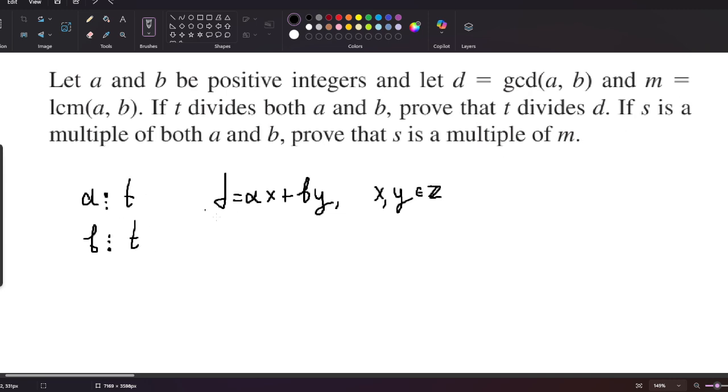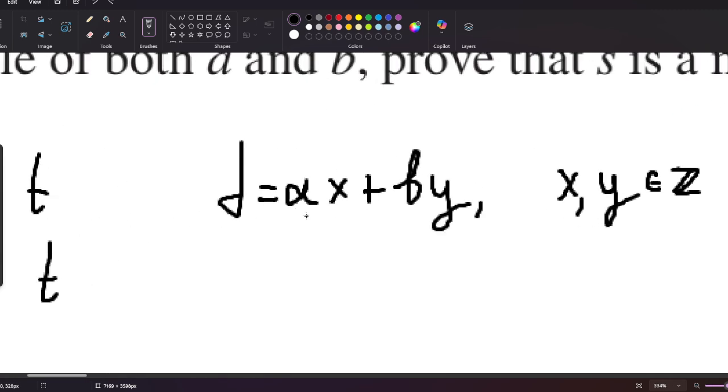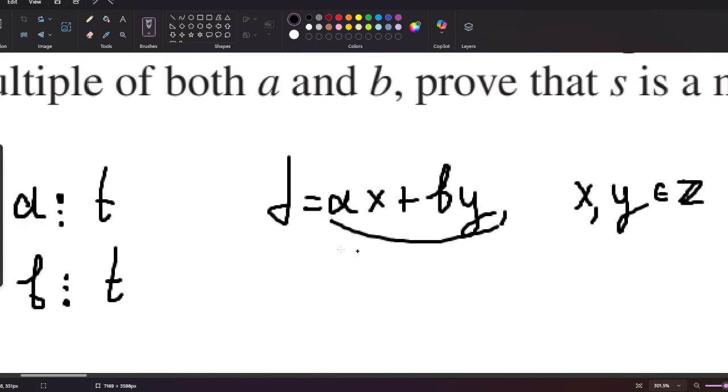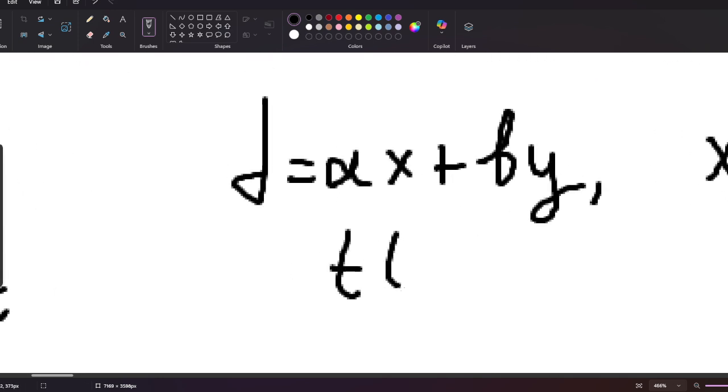Now, we can pull t out of the statement, since a is a multiple of t and b is a multiple of t. We can write it down as some product like that. So essentially, this statement is a multiple of t, and since d is the exact same number, then d is also a multiple of t.